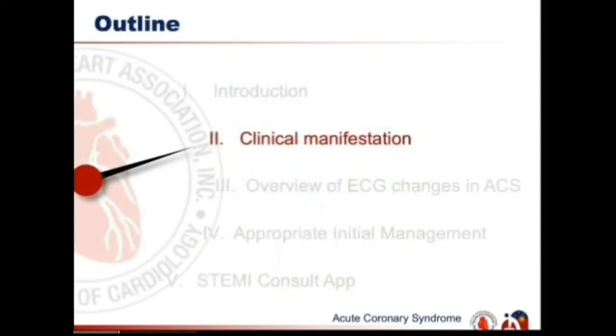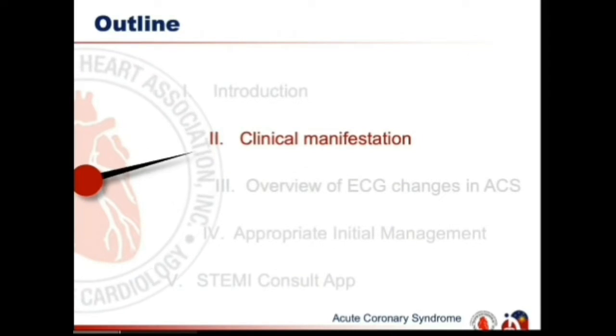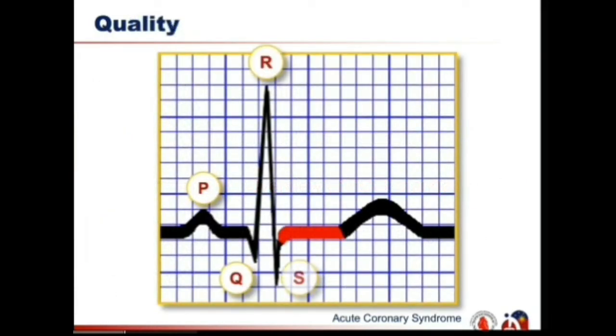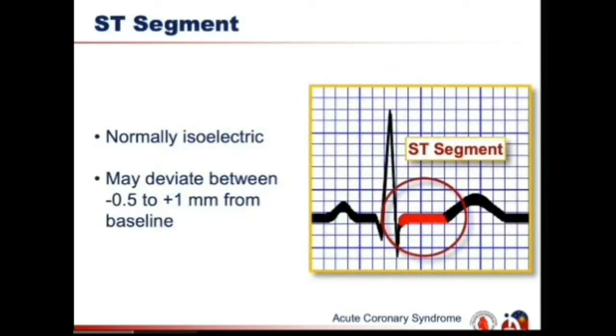Once you have identified patients who might be having a heart attack, ECG interpretation is crucial in the management of ACS. Let us have a quick review. These are your ECG waveforms: the P wave, the QRS complex, and the T wave. Of particular importance is the ST segment as highlighted in the strip. The ST segment is normally isoelectric, and may normally deviate between 0.5 to 1 mm from baseline.